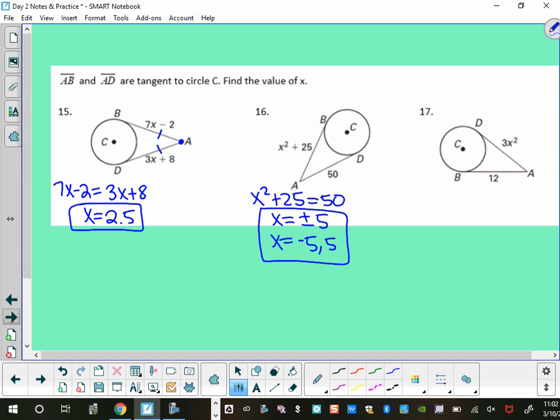For 17, I have 3x squared, which is equal to 12. So x equals what? What'd you get? I got plus or minus negative 2. Or plus or minus 2. Actually, double check your work on that one. Sounds like you probably just messed up on setting it up.